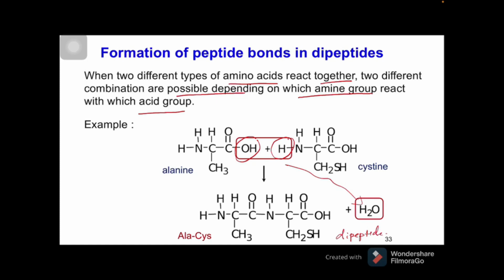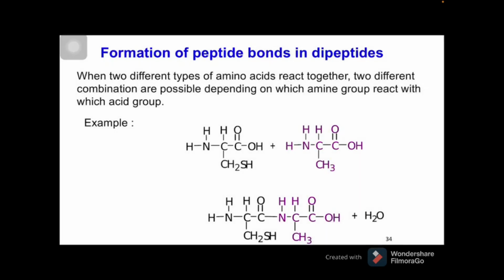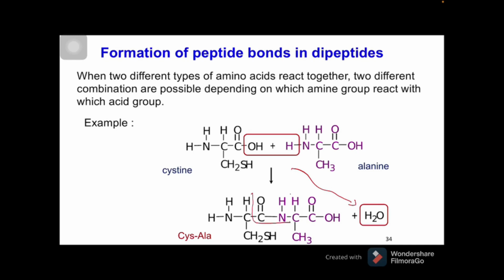Okay, with a different compound, look at the next example. We have cysteine and alanine. The H2O will be eliminated and become the byproduct, and a new peptide bond forms, and the new substance is CYS-ALA.